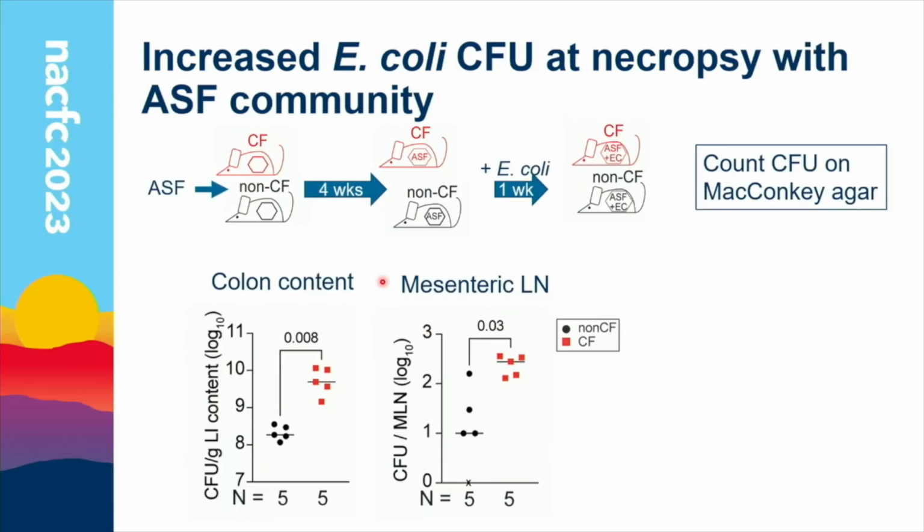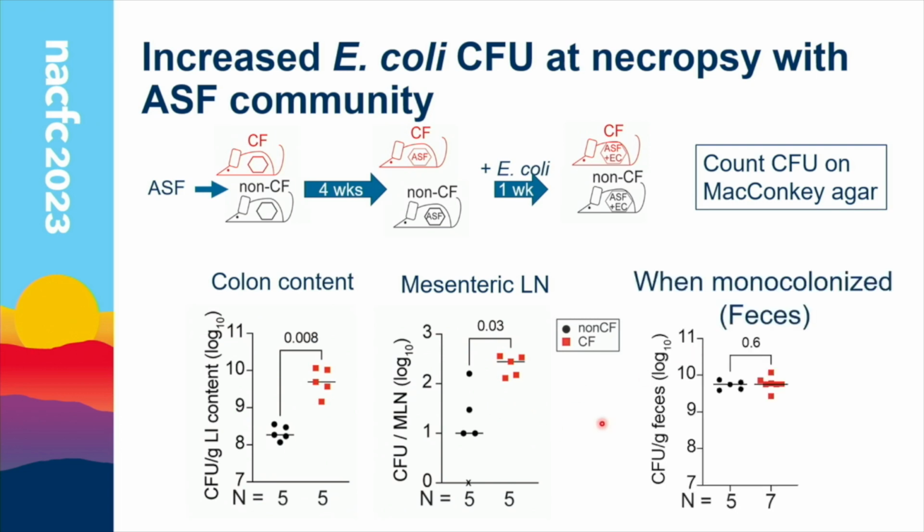Furthermore, we looked at the bacterial load in these mice. We counted E. coli CFU on MacConkey agar. The ASF members cannot grow on the MacConkey agar aerobically. At necropsy, we took content from the large intestine, and we found significantly higher counts of E. coli in the colon of the CF mice. And I wasn't sure if we would see anything in the mesenteric lymph nodes, but we saw a decent number of E. coli CFU in the CF mice, and the control mice also had a few counts.